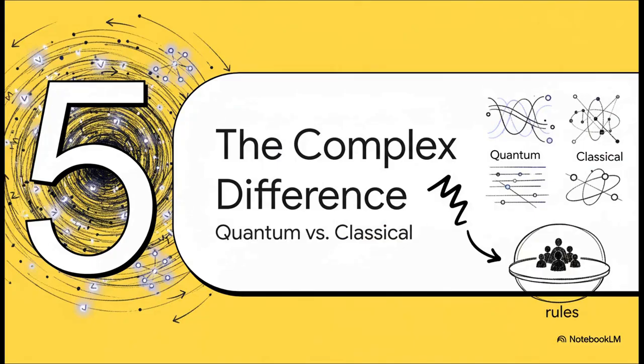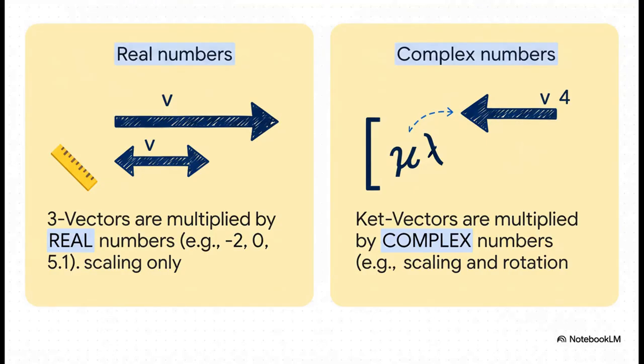All right, we've built the stage, we've defined the characters and their rules, but now we come to the single most important detail. The one thing that separates the quantum world from our own, and the very thing that makes this whole framework so powerful and so weird. This right here, this is the whole game. Remember our old 3-vectors? You multiply them by plain old real numbers to make them longer or shorter.